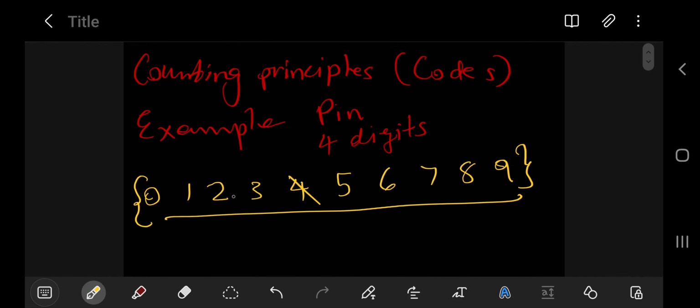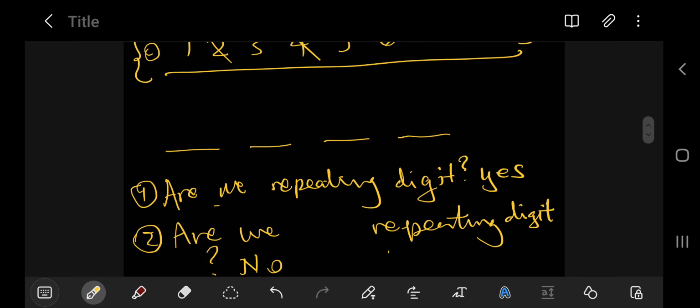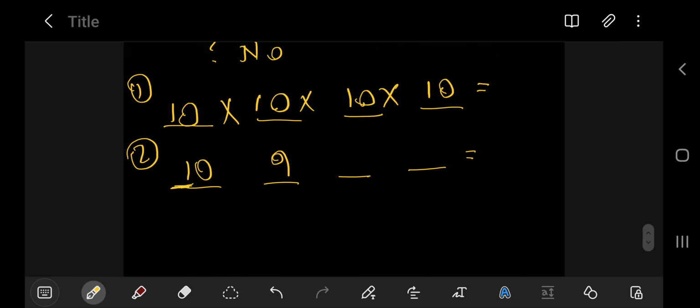So uthathe u2, let's say, the pin code yakho ithi 42, right? So how many options do you have now? You have 8 options. Same thing applies now for the third one. You cannot repeat now, so it means you have 7 options, and the number of pin codes that you can generate is 10 times 9 times 8 times 7.